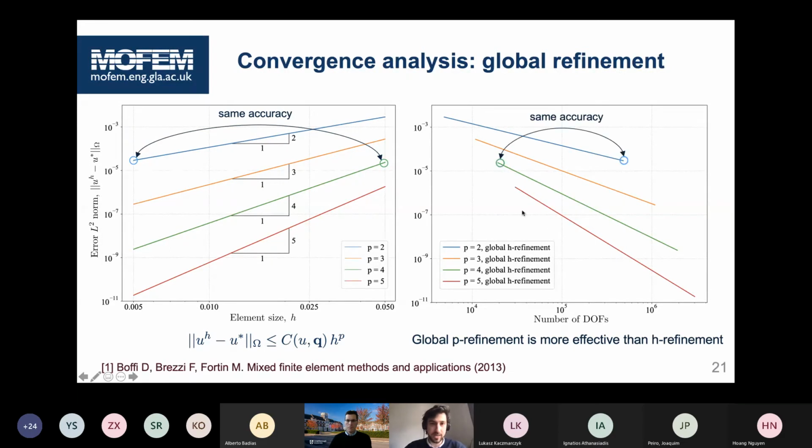And again, if we locate the same simulations on these plots, we see that the green one over here, corresponding to the polynomial order 4, is requiring about 20 times less degrees of freedom than the blue one, corresponding to the polynomial order 2. However, what is going to happen if we're going to use our p-adaptive refinement? Where is going to be that curve?